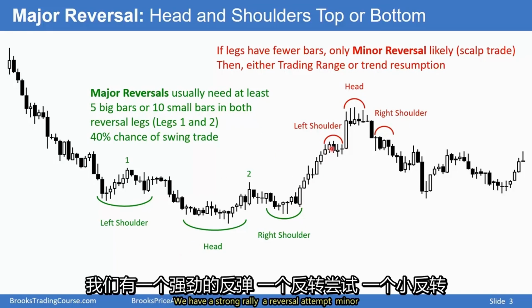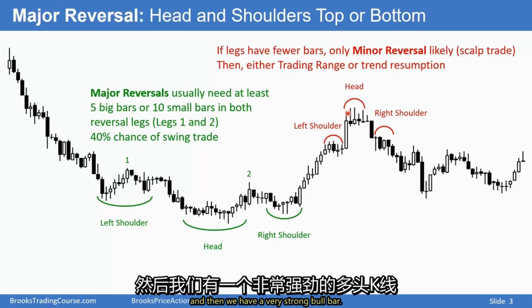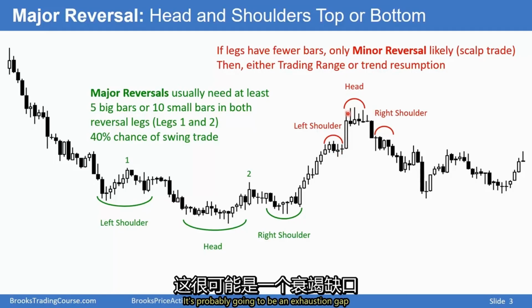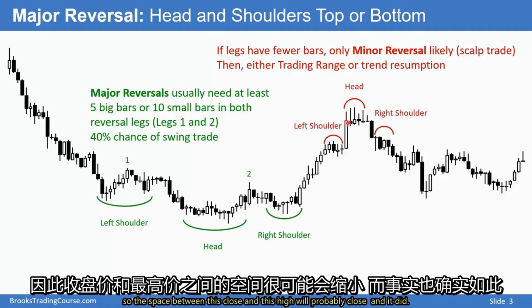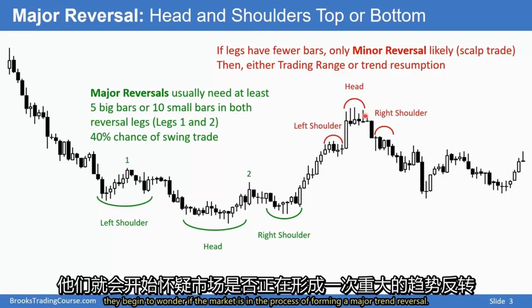We have a strong rally, a reversal attempt, minor, a pullback and a bull flag, and then we have a very strong bull bar. It's probably going to be an exhaustion gap, so the space between this close and this high will probably close, and it did. When traders see this and then they see another reversal attempt up here, they begin to wonder if the market is in the process of forming a major trend reversal.